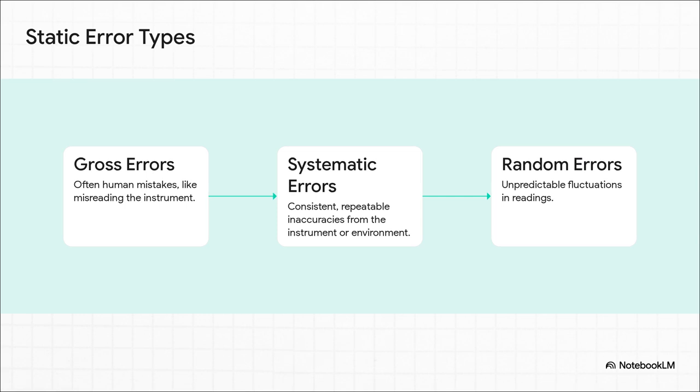First, you've got gross errors. Honestly, think of these as simple human mistakes, like just misreading a dial. Next up, systematic errors. These are consistent, repeatable inaccuracies, like a miscalibrated scale that's always off. And finally, you have random errors. Those are the unpredictable little fluctuations, the noise in our measurements.